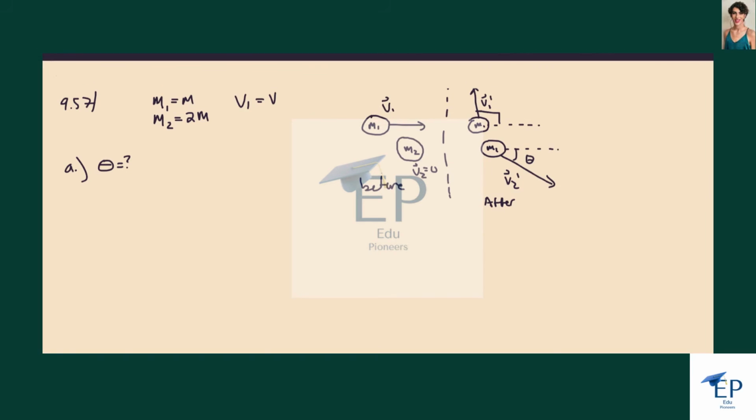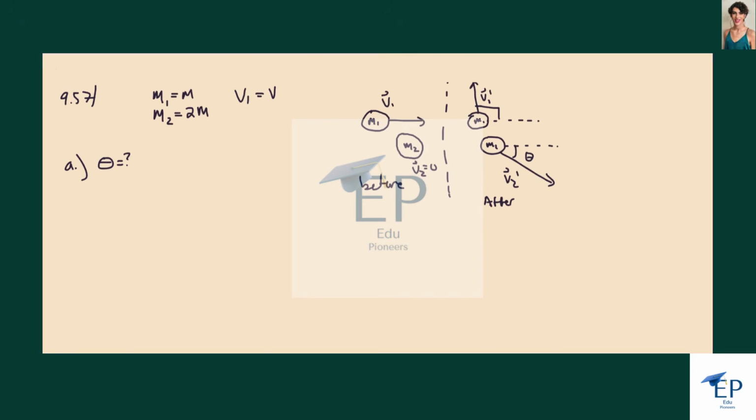Okay, so we're doing chapter 9, problem 57. We have an atomic nucleus of mass m traveling at speed v, and it collides with a target particle of mass 2m that's initially at rest. That's what we have here, and we have our before situation drawn, and then afterwards, it says the mass 1 particle was scattered at 90 degrees.